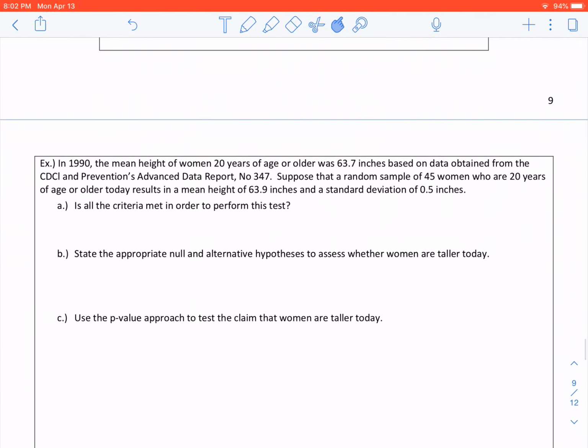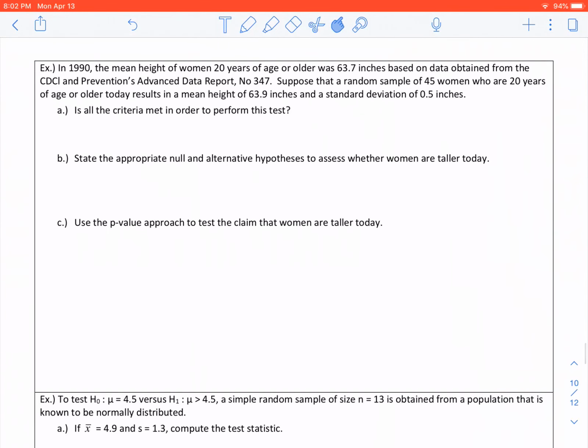So right down below on the next page is an example. It says in 1990, the mean height of women 20 years of age or older is 63.7 inches, based on data obtained from the CDC's Advance Data Report number 347. Suppose that a random sample of 45 women who are 20 years of age or older today results in a mean height of 63.9 inches and a standard deviation of 0.5 inches. So there are a few different parts that we are going to be looking at.